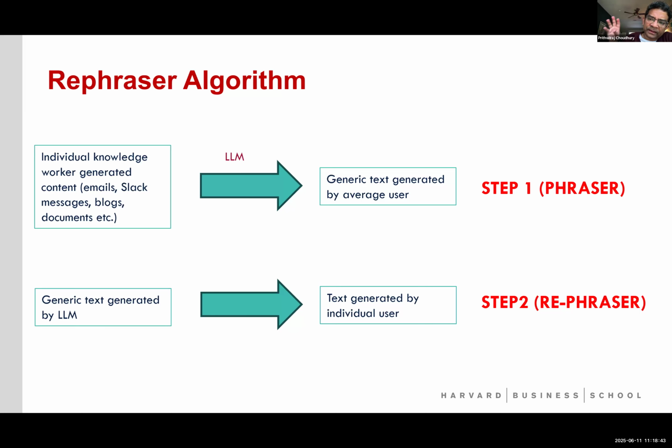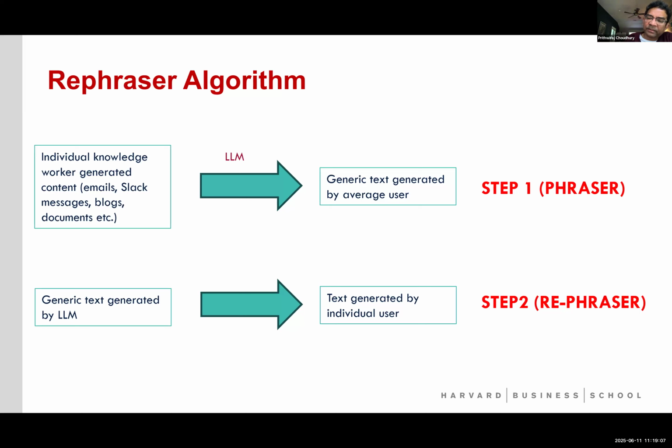And they said the prompt was: rewrite this paragraph in a way that a generic English-speaking manager would write. So that gives you a mapping from Wade's way of writing to a generic way of writing. And then we flipped that to get a mapping from a generic way of writing to Wade's way of writing.